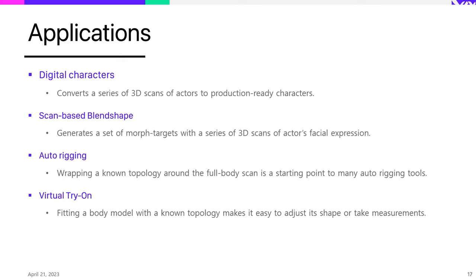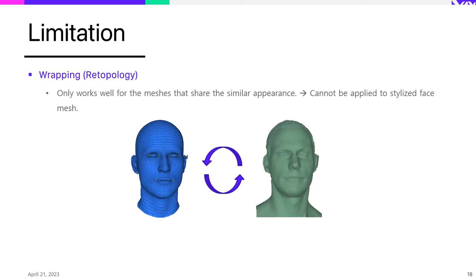Rep3D has a known topology. Wrapping a known topology around a full body scan is known as a starting point to many auto rigging tools. And lastly, it also can be applied to virtual try-on. So fitting a body model with a known topology makes it easy to adjust its shape or take measurements and perform cloth simulation.